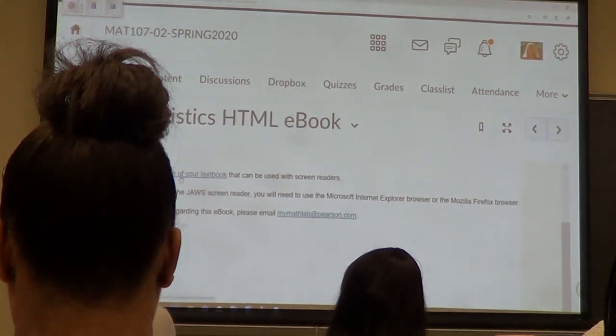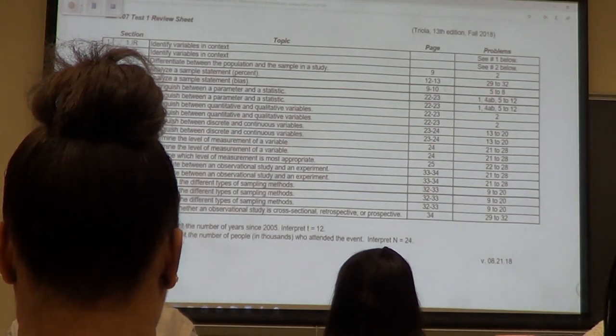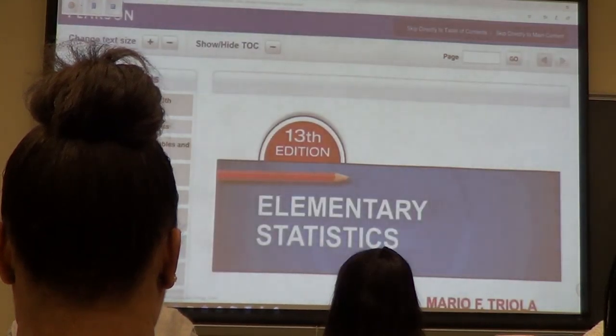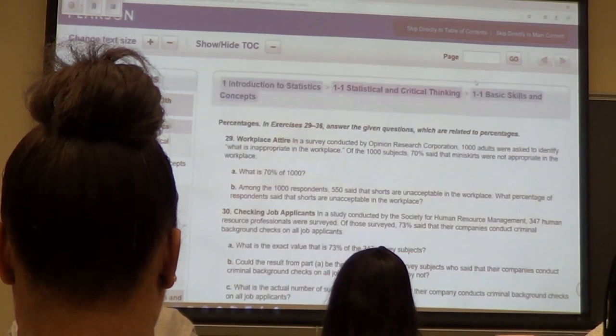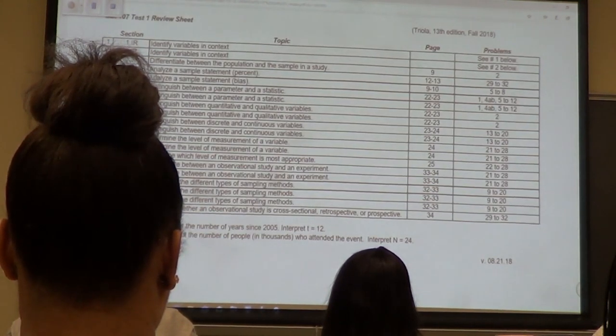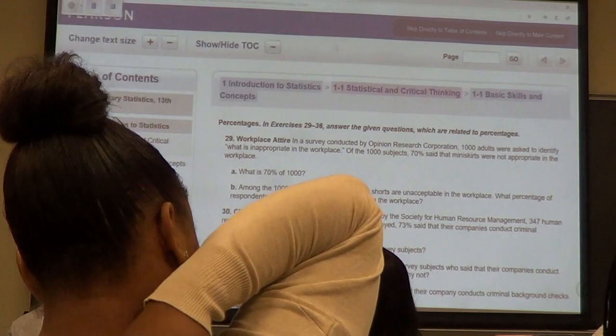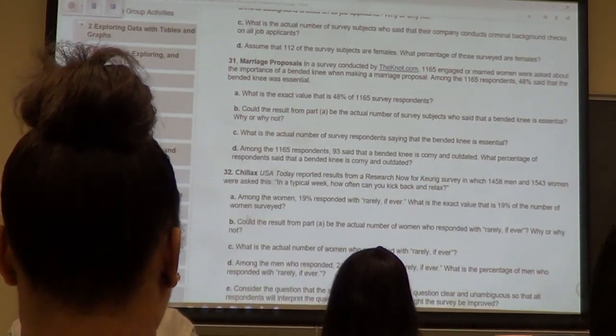So I'm going to go into my e-textbook, and I want to go to page 12 and 13. So I want to go to chapter 1, section 1, or I can come up here and say I want to go to page 12. On page 12, it says I need problems 29 to 32. There's number 29, number 30, number 31, number 32.